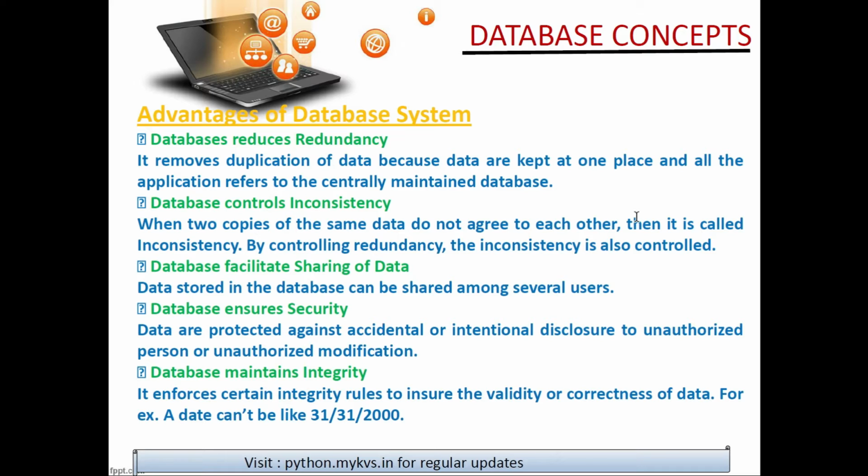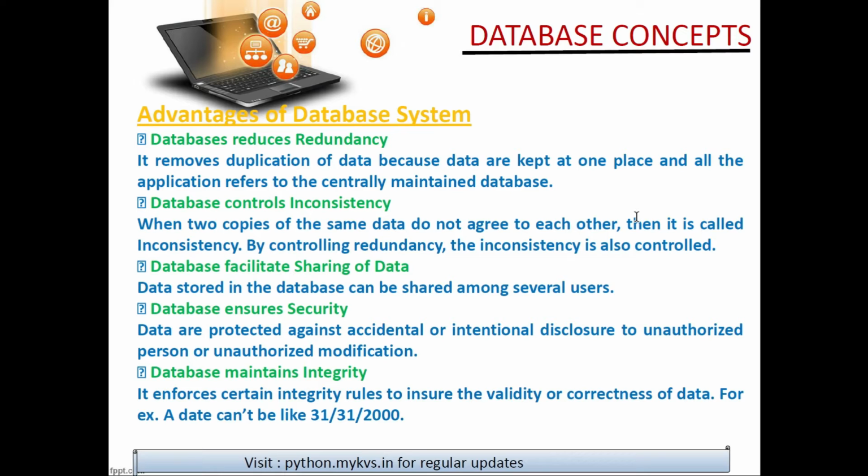Okay, database controls inconsistency. When two copies of the same data do not agree with each other, it is called inconsistency. By controlling redundancy, the inconsistency can also be controlled. Database facilitates sharing of data. A particular database can be shared among the users.